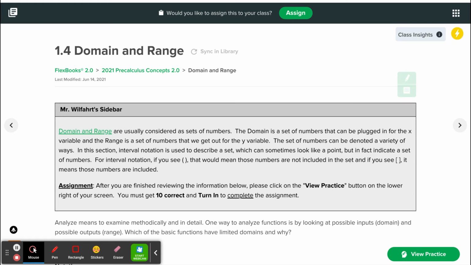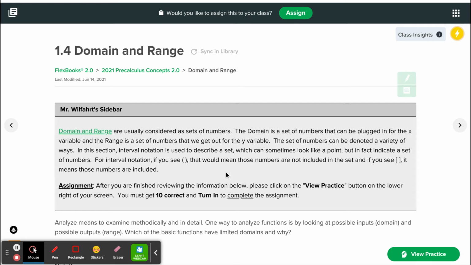And typically, when we talk about a set of numbers, we can talk about it in a variety of ways using inequalities. We can talk about a set of numbers with just words, and we can talk about a set of numbers with something called interval notation. And you can see here that in interval notation, if we want to include the number that we're talking about, we use these square bracket things.